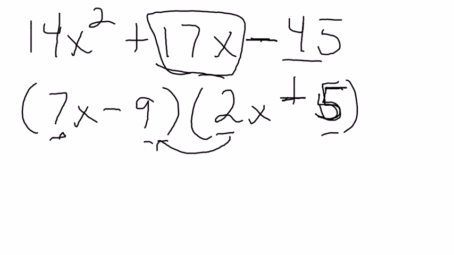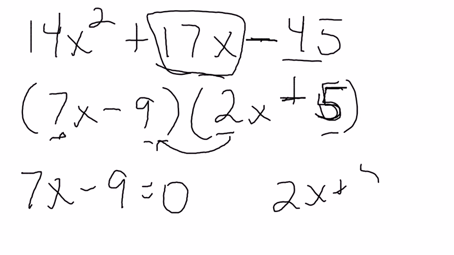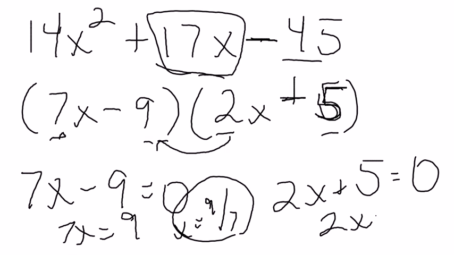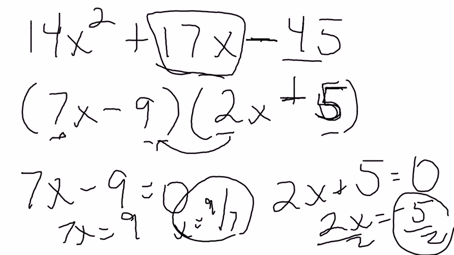Okay? So now I've factored it, and I could set each one equal to 0. 7x minus 9 equals 0, and 2x plus 5 equals 0. Alright? And then I just solve it. 7x equals 9, just add 9 to both sides. x equals 9/7, and 2x plus 5 equals 0 is 2x equals negative 5. Divide by 2. So my two answers are 9/7 and negative 5/2, which is B.